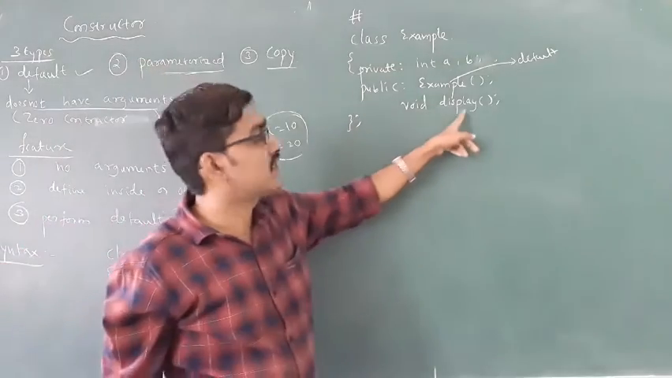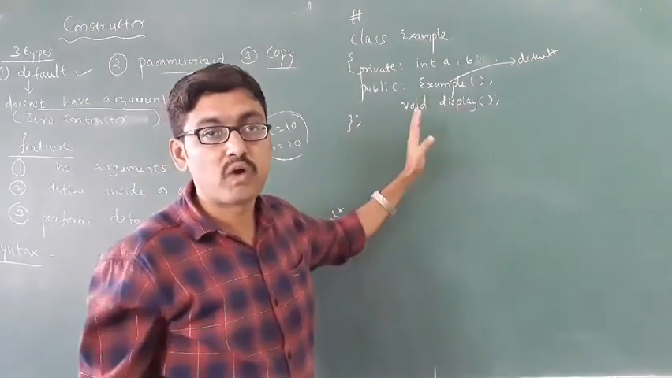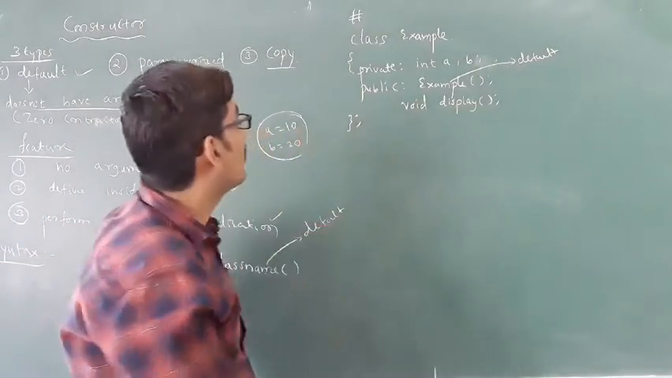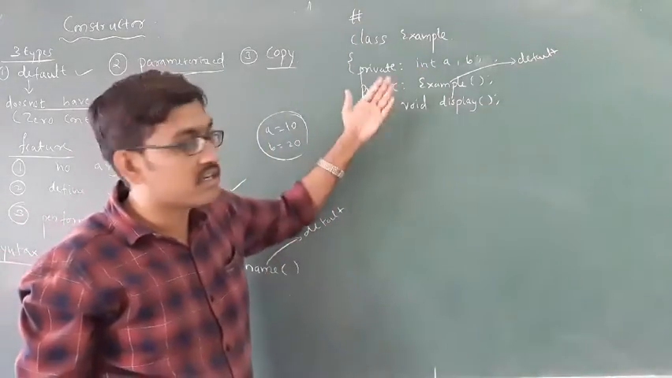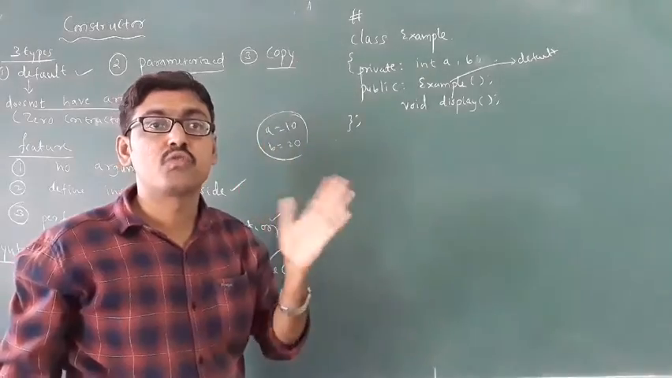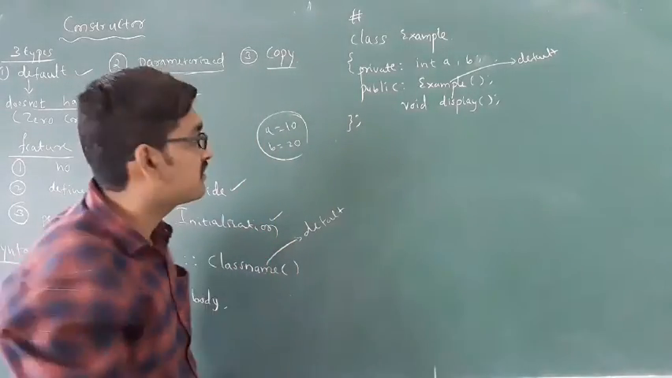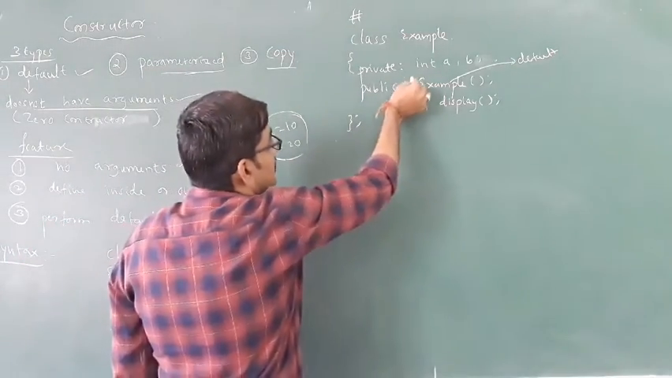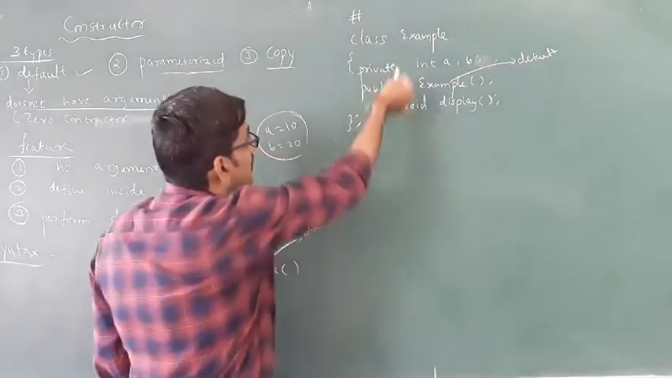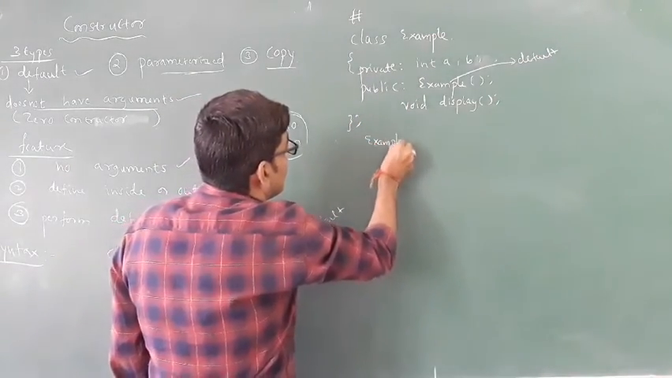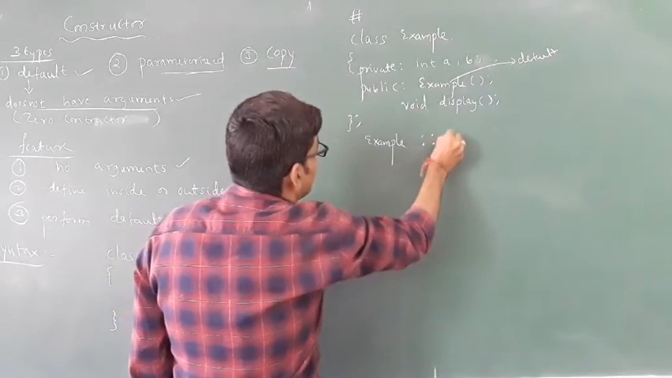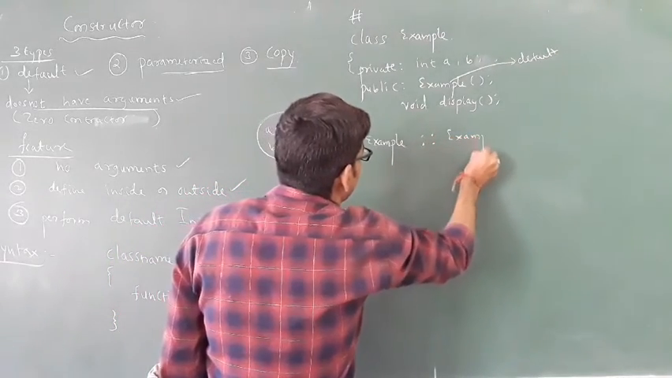Then I am taking a normal member function, void display. Now, how to write the constructor outside the class? By using the scope resolution operator. It does not have any return type. Take the class name, example, then the scope resolution operator, then example.